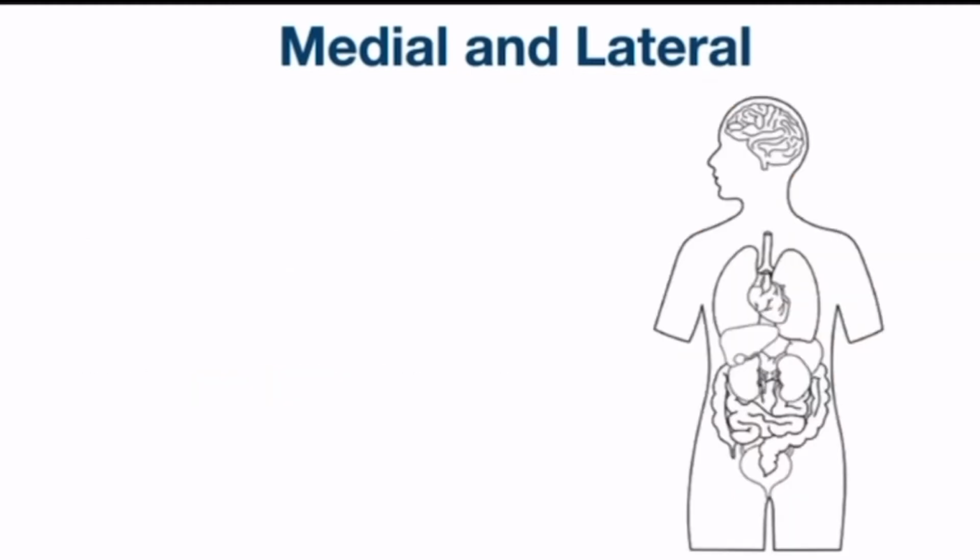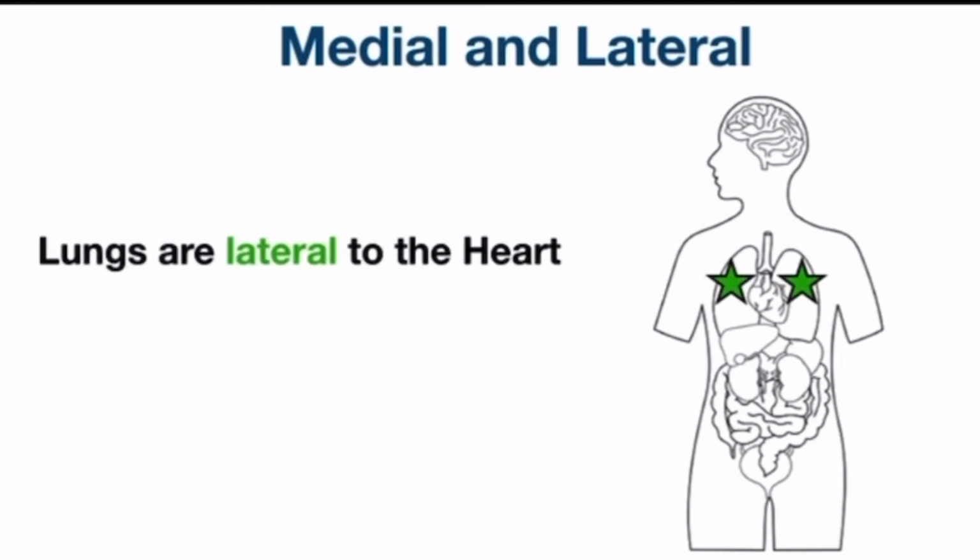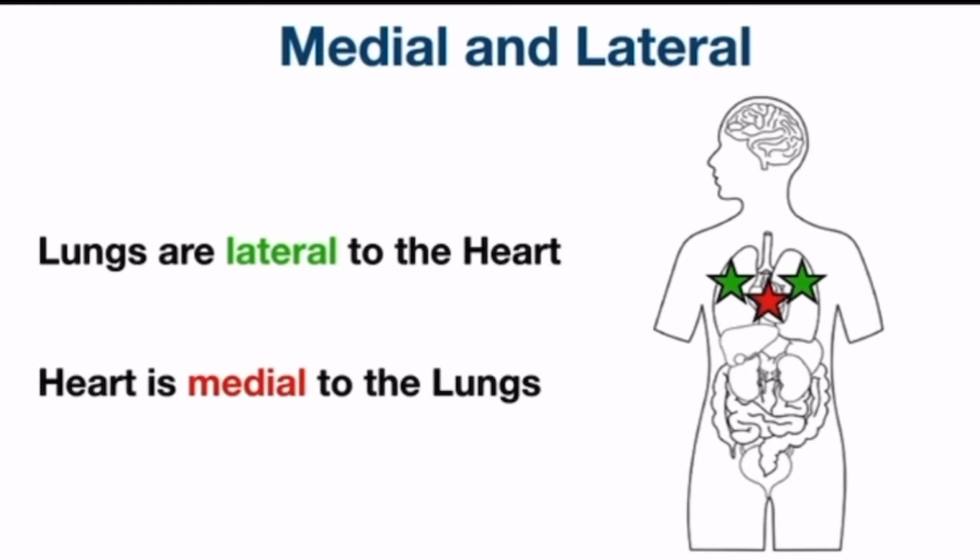We can also use directional terms for internal structures. For example, the lungs are lateral to the heart, and the heart is medial to the lungs as depicted by the image. So hopefully medial and lateral make sense now. Remember, medial is toward the midline, and they both start with the letter M, and lateral is toward the side, and the lat muscles stretch toward the side of the body.